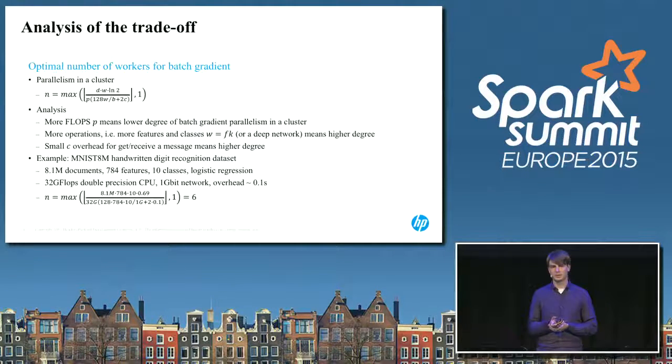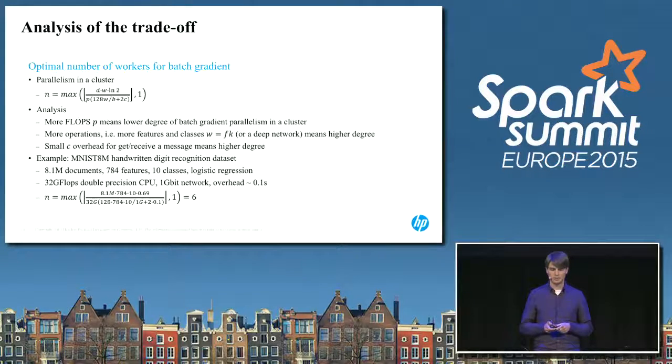So for example, if we have a lot of flops and we compute very fast, then this means a lower degree of parallelism, because we will hit the communication overhead very quickly. At the same time, if our computation is complex, so we have many more features and more classes, or this is a deep network with a lot of weights, then we spend a lot of time in compute. And this time might be similar to the communication time, and that means higher degree of parallelism. Also, the small overhead means also high degree of parallelism, just because C is in the denominator. So we also need fast software for sending and receiving messages.